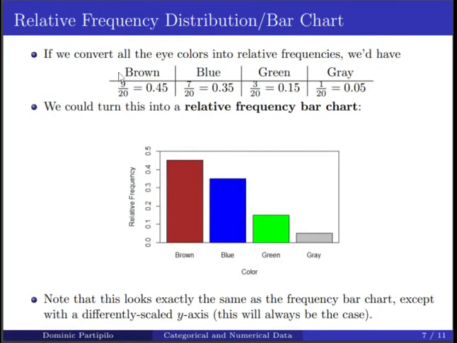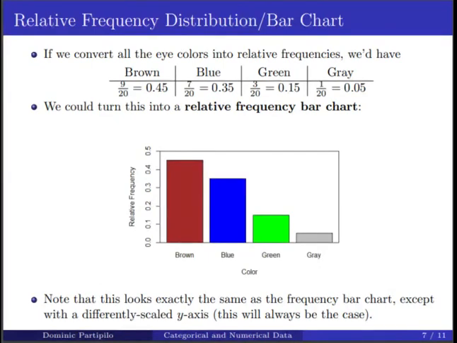So if we convert all the eye colors into relative frequencies, we would have something like this, and this is known as a relative frequency distribution. So remember, with brown, our relative frequency was 0.45. If we did the same thing with blue, we had 7 people who had blue eyes and 20 people altogether. So our relative frequency is going to be 0.35. And we can do this for all the eye colors that we came up with.